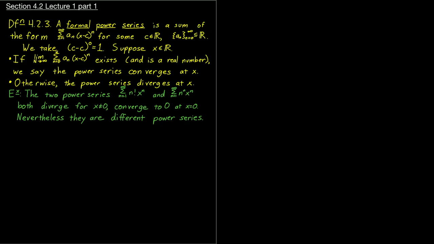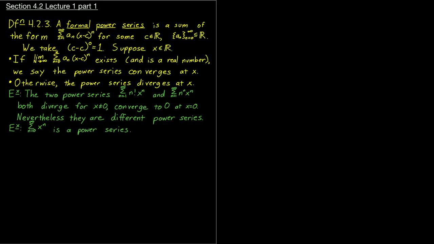Let me give you now an example of a better behaved power series. N factorial x to the n and n to the n x to the n are technically power series, but most of the time we care about power series that converge at more than one point. So the geometric series is a power series. Or rather, this is a bunch of geometric series, one for each x.